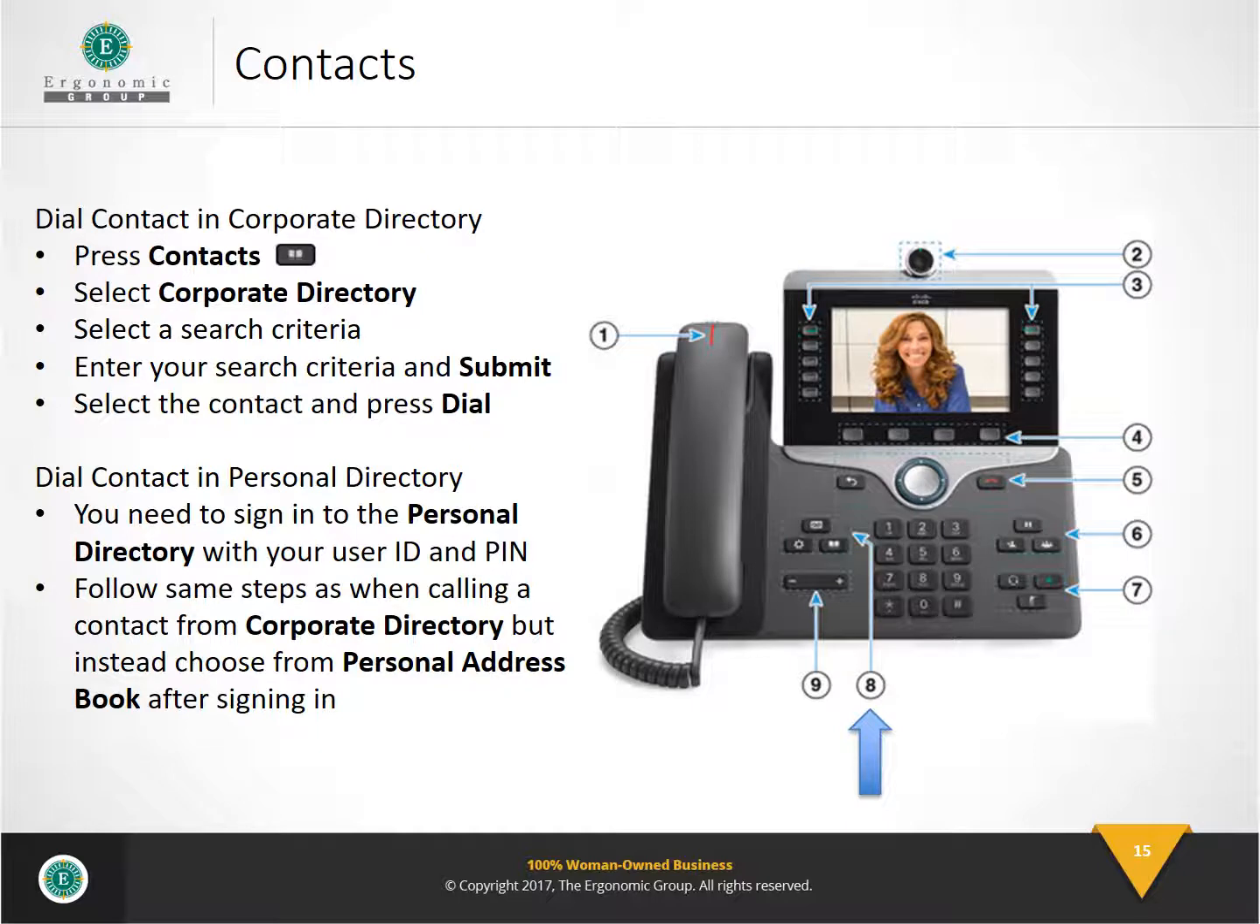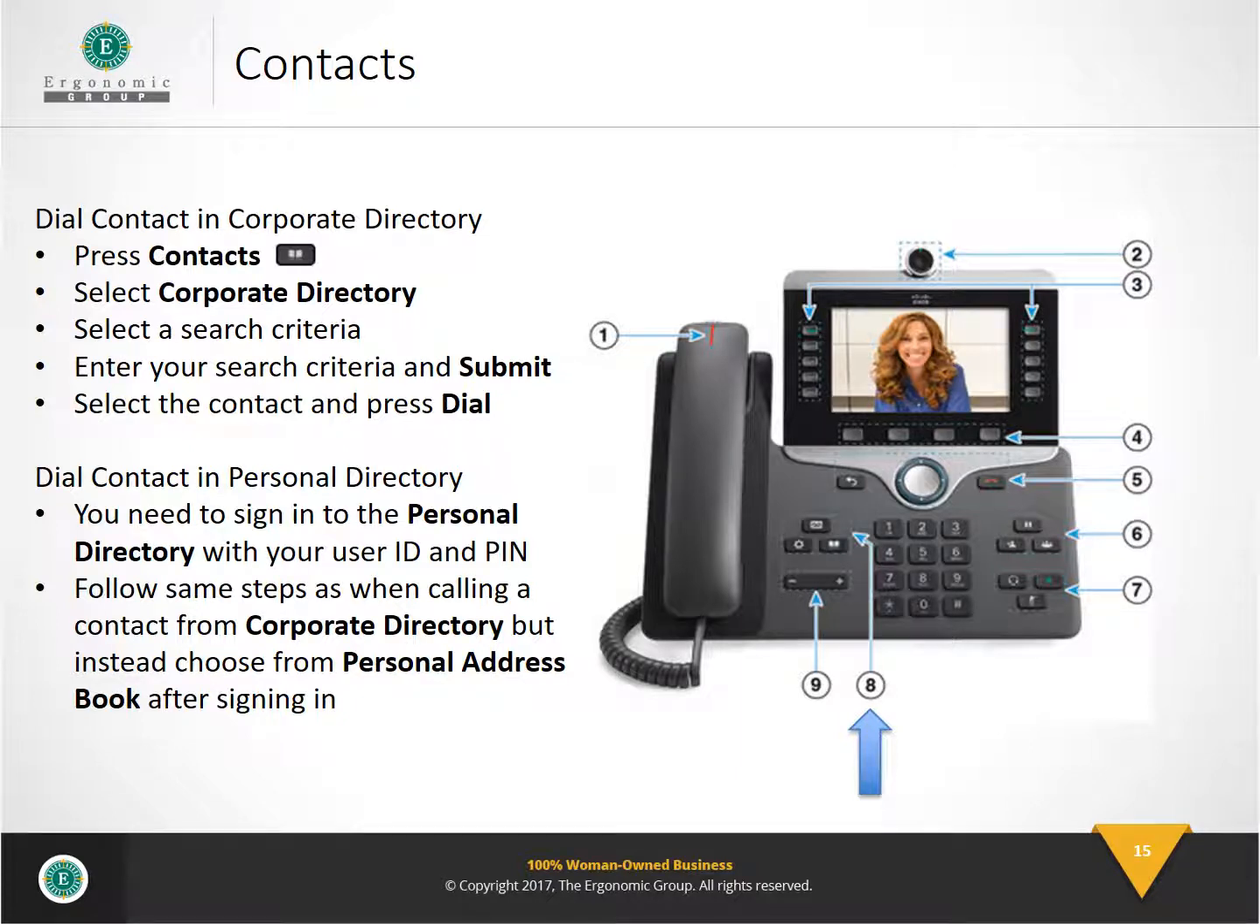Contacts. To dial a contact in your corporate directory, first press the Contacts button. Select Corporate Directory. Select a search criteria such as first or last name. Enter your search criteria using the number buttons and submit. Select the contact you'd like to call and press the dial button.